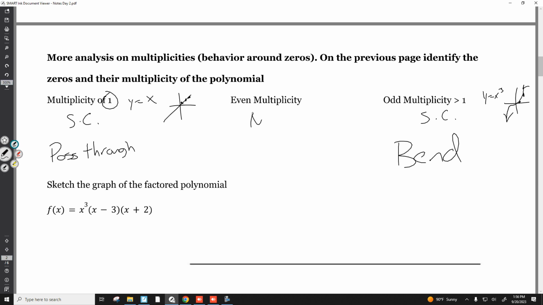We thought that even multiplicities are no sign change. We are correct. We have seen what happens when you don't have a sign change. You hit your 0, you go back where you come from. We'll call that a bounce. All good. We already kind of knew this about multiplicities.